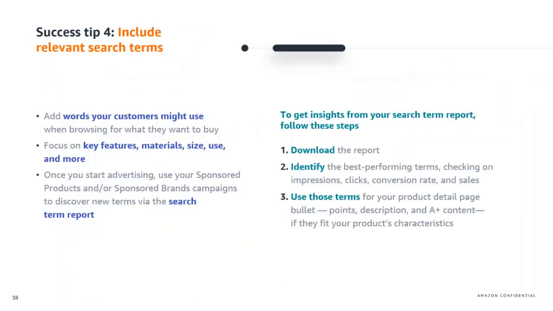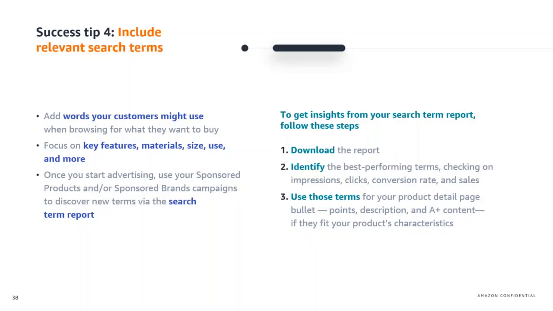So to help customers find your products when they are shopping on Amazon, it's important to add words they might use when searching for what they want to buy. Search terms should focus on elements that are most relevant to your product. So aim to include generic words that can enhance the discoverability of your product, such as key features, materials, size, use, and more, and make sure that you add those to your product detail page or to your product title.